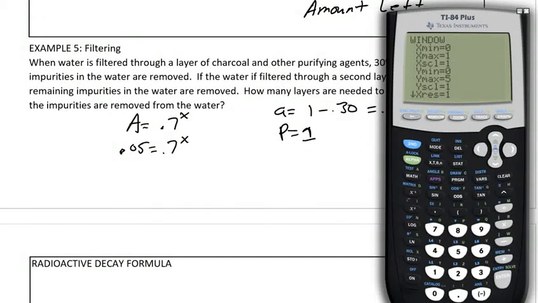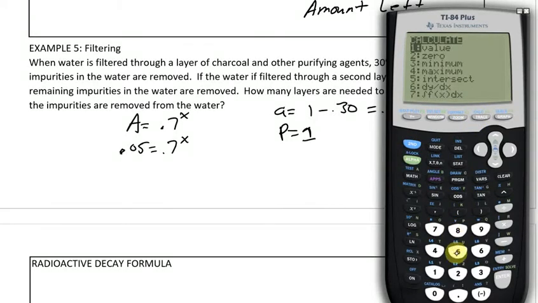So that intersection point is the answer we want. That's x. It tells us how many layers we need. Second trace, number 5 for intersect. First curve, just hit enter. Second curve, hit enter. And guess. You don't actually have to because there's only one intersection point. But hit enter. And it's 8.3, 8.4. So let's do 8.4.